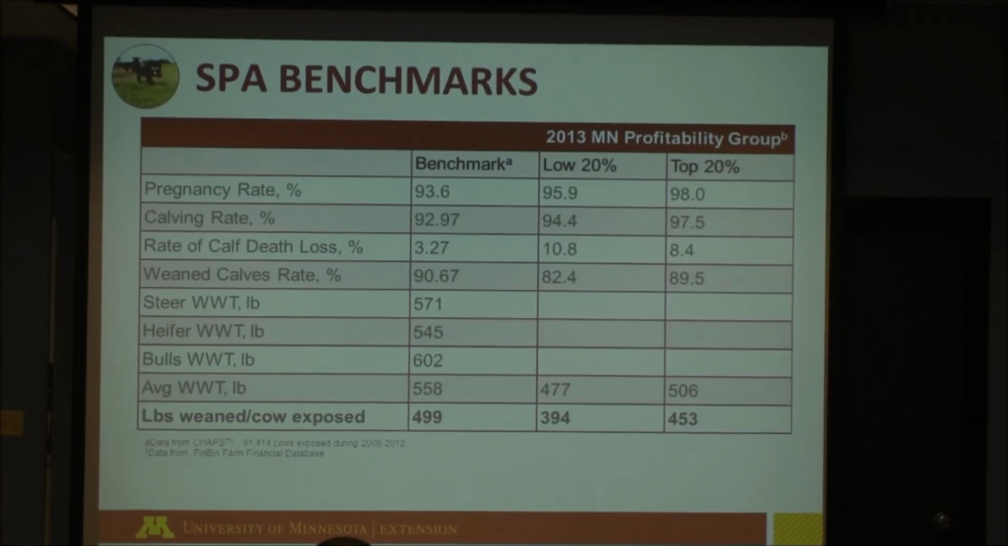So I went to the Farm Financial Database, and for 2013, the last year available, I pulled these SPA benchmark values for producers in the lowest 20% of profitability and producers in the highest 20% of profitability. Now, instead of thinking of these each as the average of a whole bunch of farms, for this example, we're going to think of them each as one farm, and we'll go through how you might use benchmarks as an evaluation tool. So Alfredo can be the low profitability group, and I'll be the high profitability group.